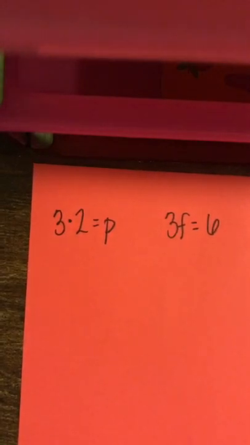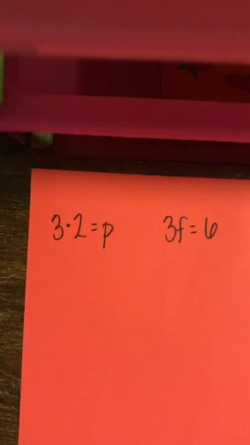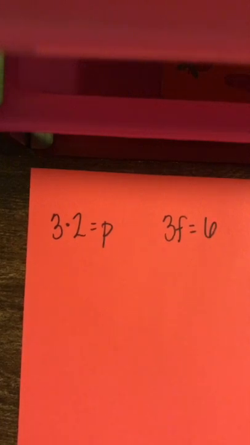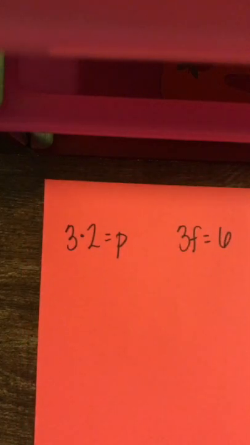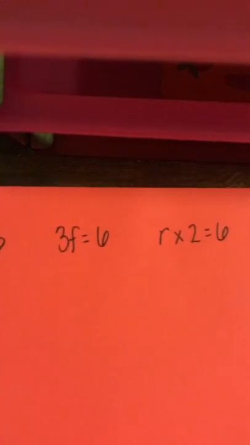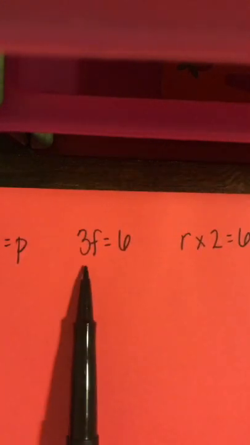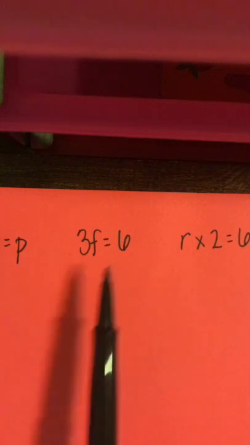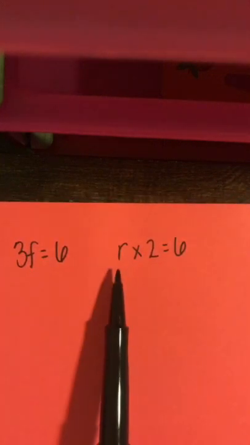All right, so now on to multiplication equations. We know that these equations are composed of factors and a product. If any one of these numbers is unknown, we can figure out what it is. You might have an unknown product, which looks like 3 times 2 equals p. We might have an unknown factor, which looks like 3 times f equals 6. Or you might have another unknown factor, which looks like r times 2 equals 6.